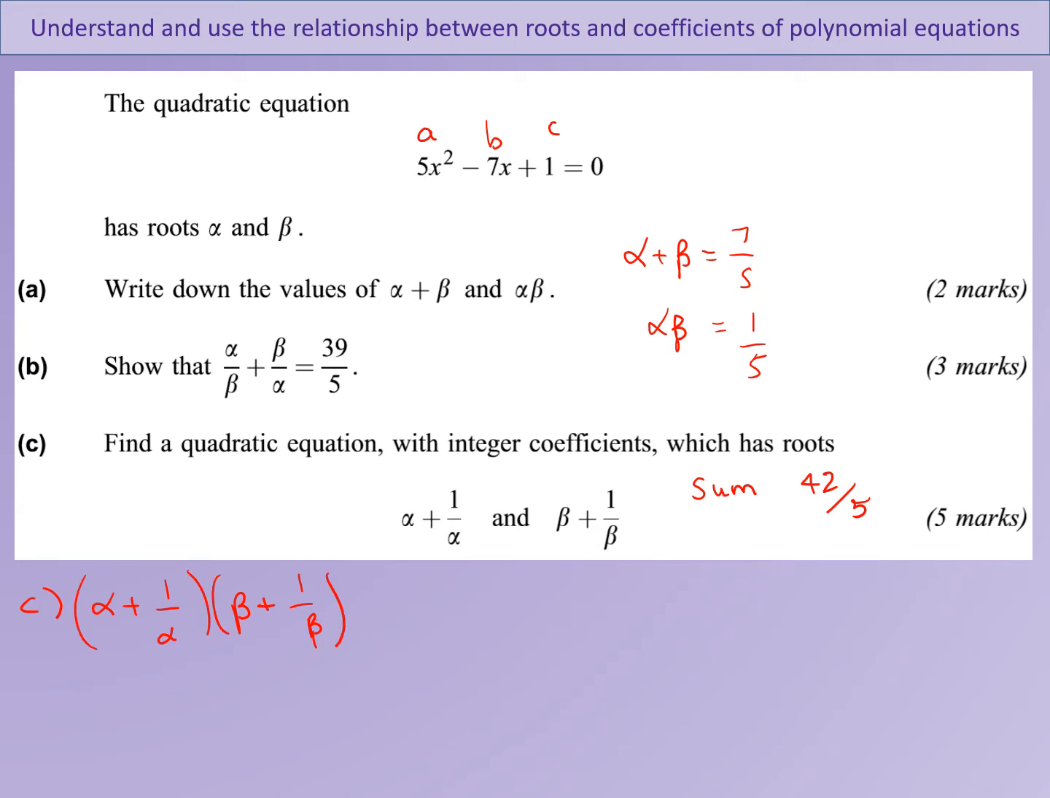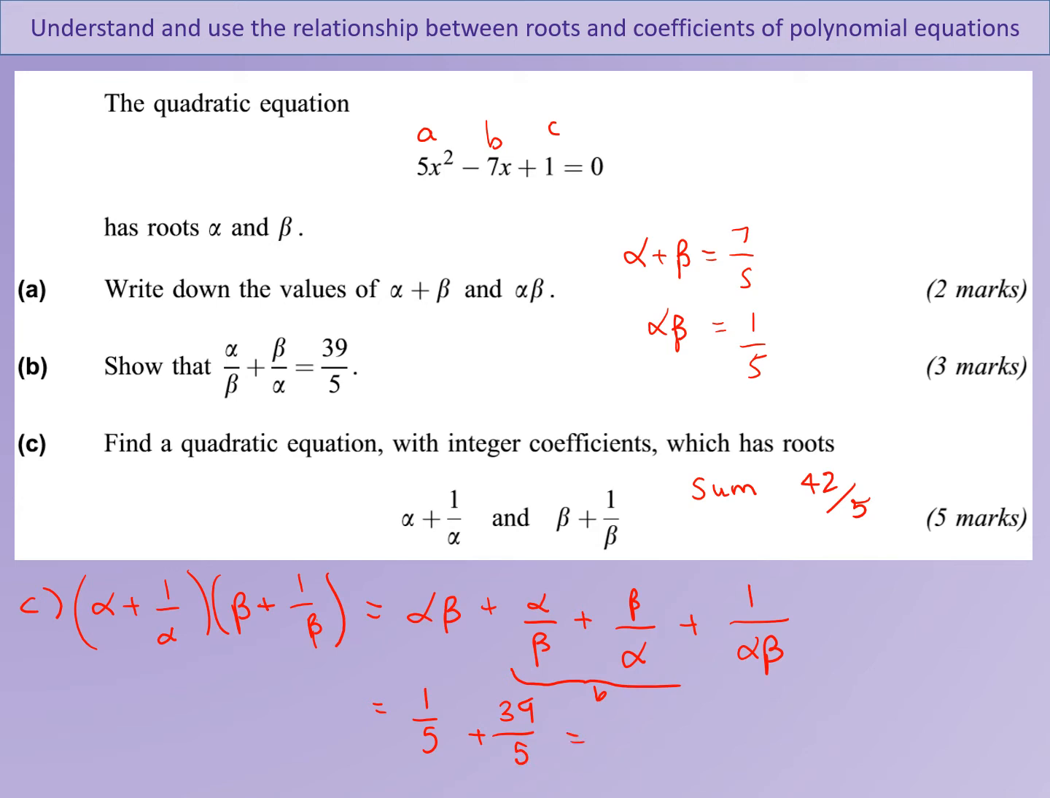And then calculating the product of the roots, so we need to multiply these two brackets out. That gives us alpha beta plus alpha over beta plus beta over alpha plus 1 over alpha beta. And we can substitute in again, so we have the product, so that's 1/5. These middle two terms are the answer to part B, and so that would be plus 39/5.